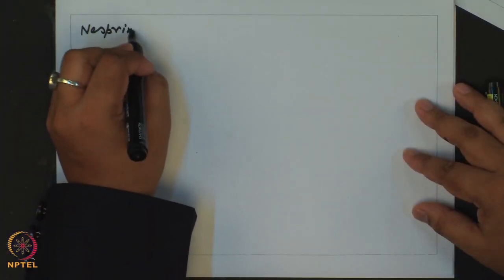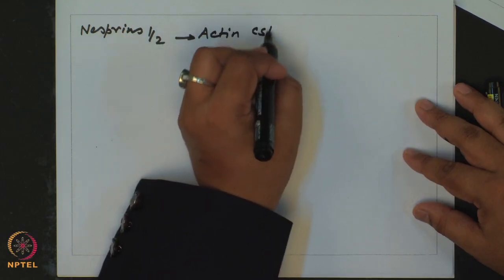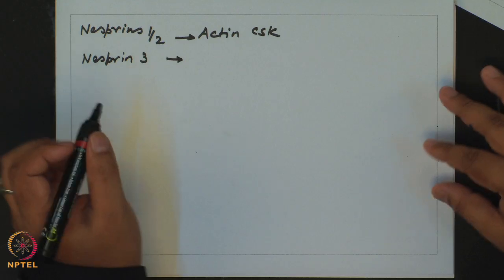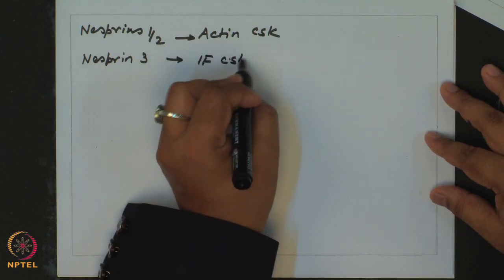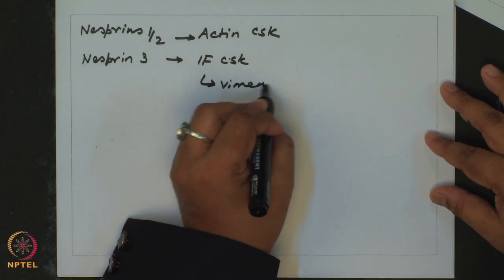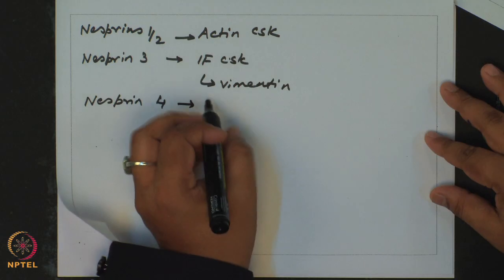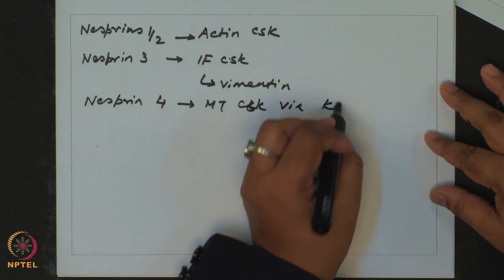So, you have different types of nesprins. So, you might have nesprins 1, 2 which are known to connect to the actin cytoskeleton. You can have nesprin 3 which connects to the intermediate cytoskeleton. So, by intermediate cytoskeleton I mean vimentin network, and you have nesprin 4, which connects to the microtubule cytoskeleton via kinesin 1.